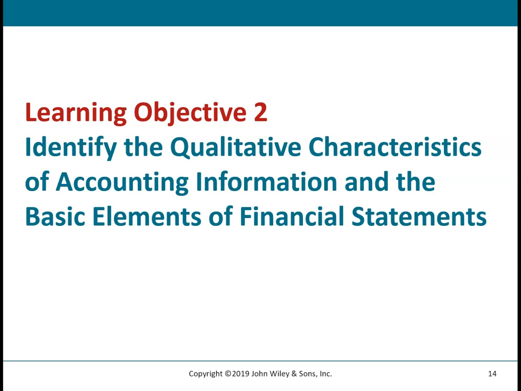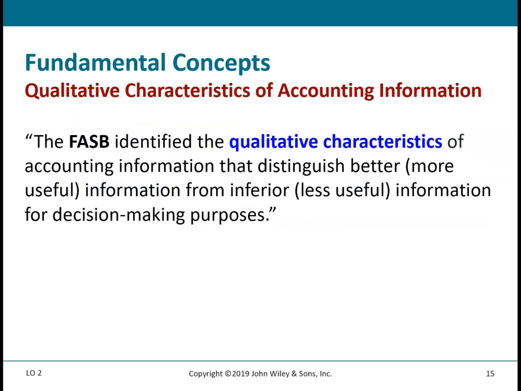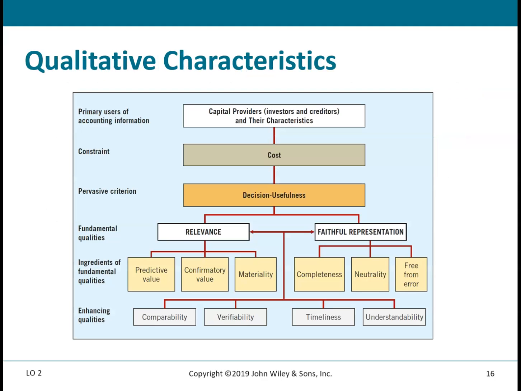Objective number 2, identify the qualitative characteristics of accounting information and the basic elements of financial statements. So the qualitative characteristics of accounting information, let's look at it right here. Qualitative characteristics are either fundamental or enhancing, depending on how they affect the decision usefulness of the information. Fundamental qualities, right here, are made up of relevance and faithful representation. However, providing useful information is limited by the constraint, which is cost. The cost should not exceed the benefits of reporting.